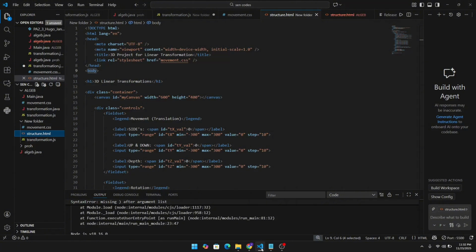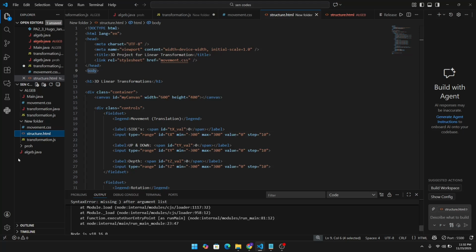This project uses HTML and CSS to create a web interface for demonstrating 3D linear transformation. The HTML sets up the structure, including a canvas where a 3D object is drawn, and a control panel with sliders and buttons for translation, rotation, scaling, and reflection. Each control updates the object's position, orientation, or size in real time.